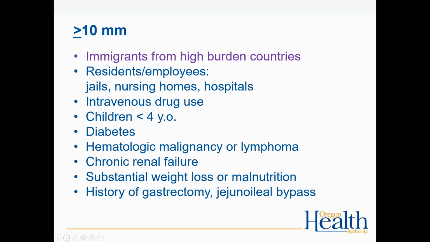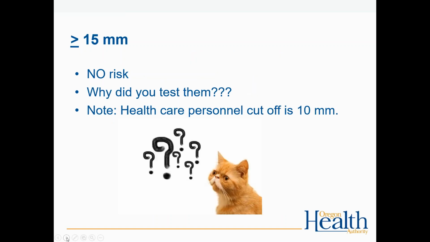All right, so 10 millimeters and greater, here's the list. Most importantly is all immigrants from high burden countries. There used to be it had to be immigrants who came within the last 5 years, but we changed it, so it's all immigrants. And then those other things there. And then 15 millimeters and greater, probably you didn't even want to test this person. And just a reminder that for healthcare personnel, the cutoff is 10 millimeters, not 15.